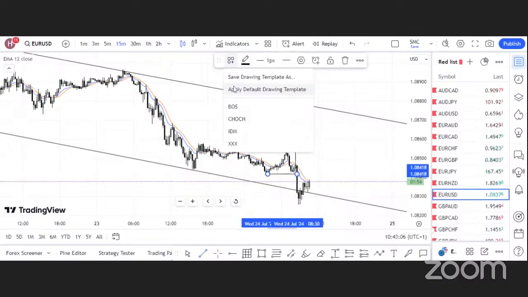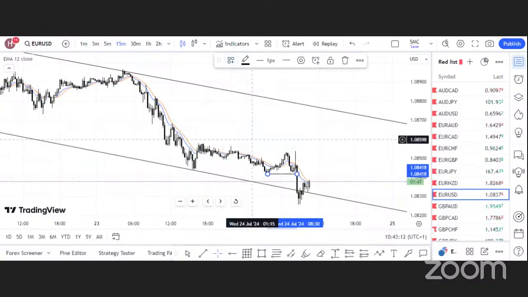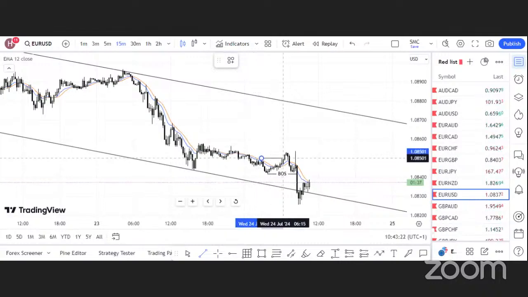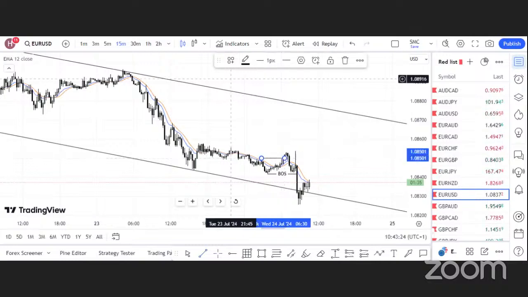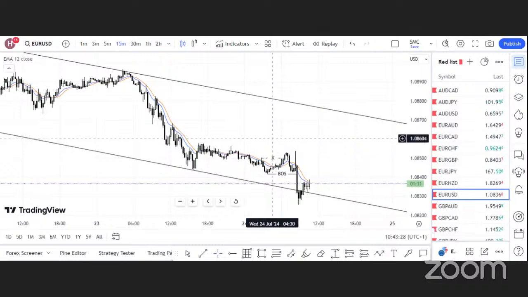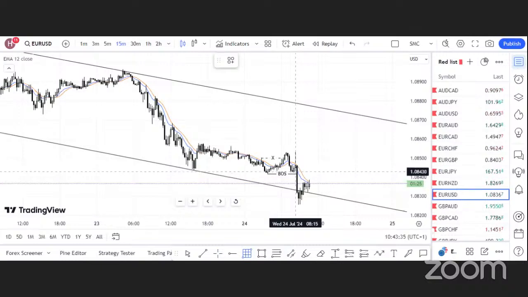All right, so here we have, yeah, let's label this a break of structure, and then I think we have a liquidity purge. Okay, yeah, we have a liquidity purge here. So let's label that also. And then our entry is on the fair value gap.